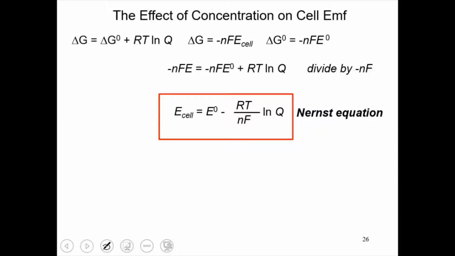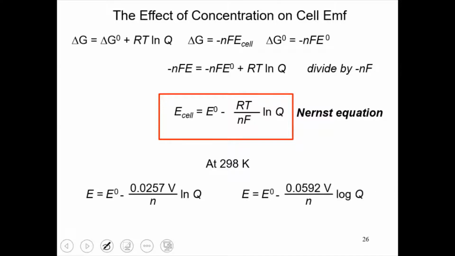And I'll let you think about what's the other scenario. What would make log of Q negative so that when you subtract minus RT over nF times log Q, you get an increase in the standard cell voltage? So once more, since many of these things are constants, at 25 degrees Celsius with 298 K, R, T, and F are constants, so we can simplify the Nernst equation to this format here. Or once more, if we prefer base 10 logarithms, we can use this one.